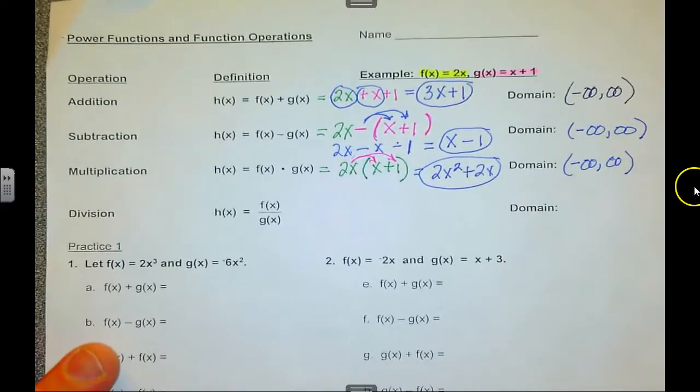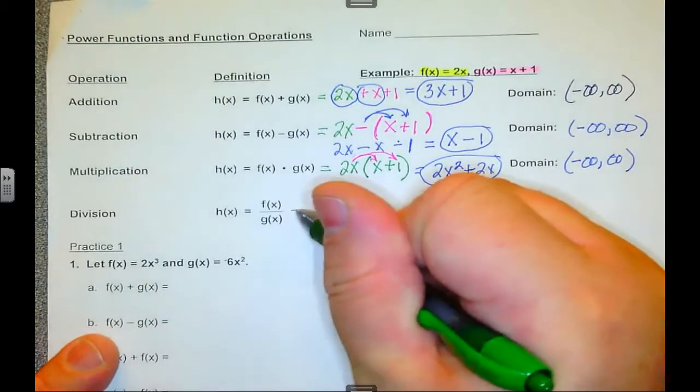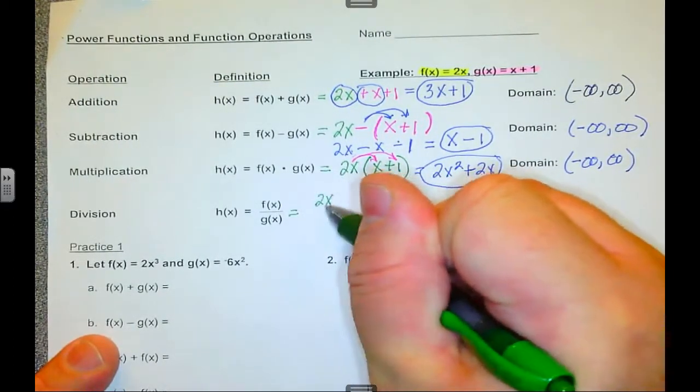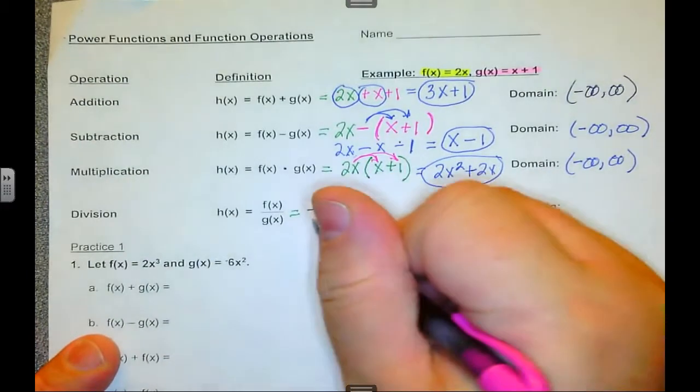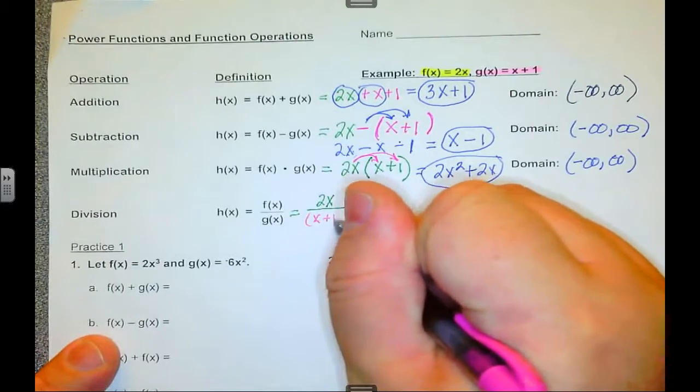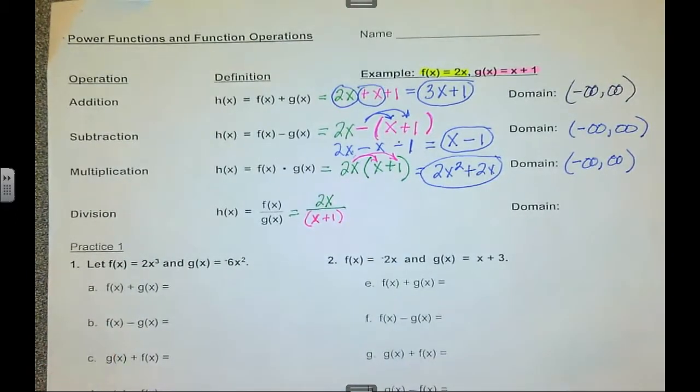And then the last one, division. I'm going to take my f of x, which is 2x, and I'm going to divide it by the g of x, which is x plus 1. By the way, is that a function? No. What do I have to watch for in this particular one?